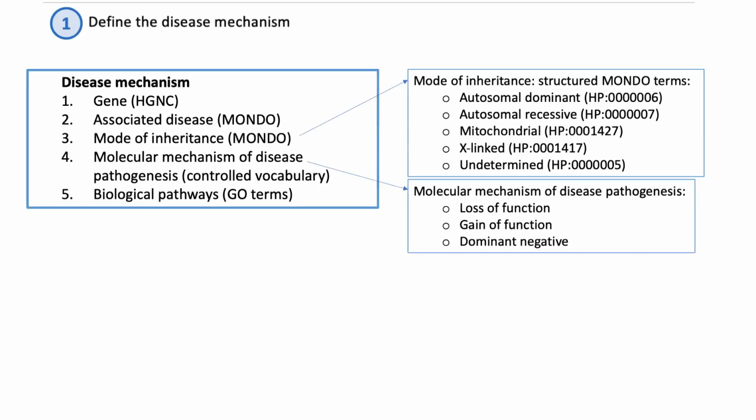So for defining the disease mechanism, in order for a functional assay to be useful, you must understand the underlying gene disease mechanism. And we suggest that this be described in a structured narrative with these 5 points. First, the gene name and the associated disease in Mondo terms, the mode of inheritance, so autosomal dominant, recessive, mitochondrial, X-linked, etc., the molecular mechanism of disease pathogenesis in controlled terms like loss of function, gain of function, dominant negative, as I talked about before, and then biological pathways that are involved.